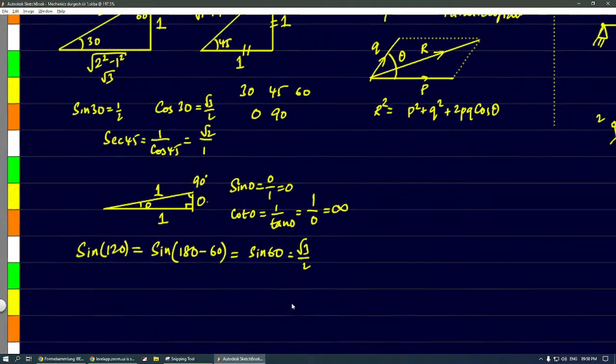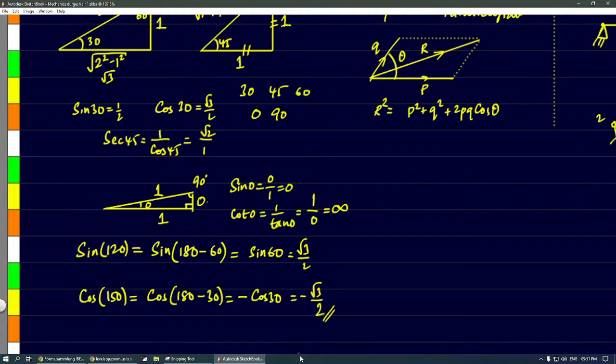Suppose you want to find some angle like cos of 150. How will you find cos 150? Once again, you have to write it as 180 minus 30. In the second quadrant, cos is negative. So you will get minus cos 30. From here you remember the diagram and follow from there. Adjacent by hypotenuse: adjacent is root 3, minus will remain as it is. Adjacent is root 3, hypotenuse is 2. Got it?